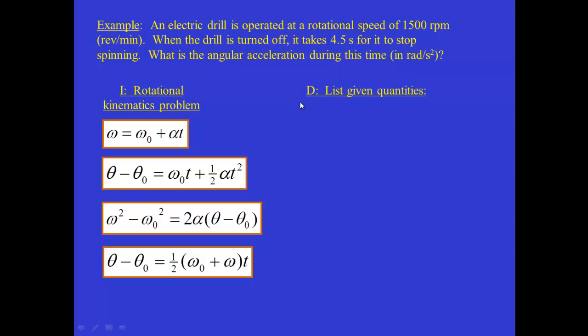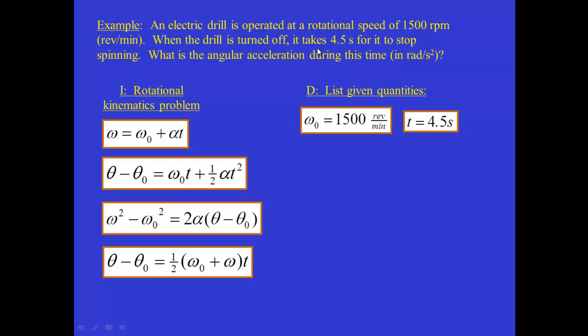So D, right? Let's develop a plan here. Let's list the given quantities. Of course, I could draw a sketch here, but there's not really very much detail that I would be able to put in the sketch, so I'll skip that step for now. But we can make a list of what we're given. We're given the initial rotational speed that the drill has before we turn it off. So it's 1500 revolutions per minute. And we may have to do a unit conversion with this, but that's good enough for now. Of course, the time it takes to stop is 4.5 seconds.